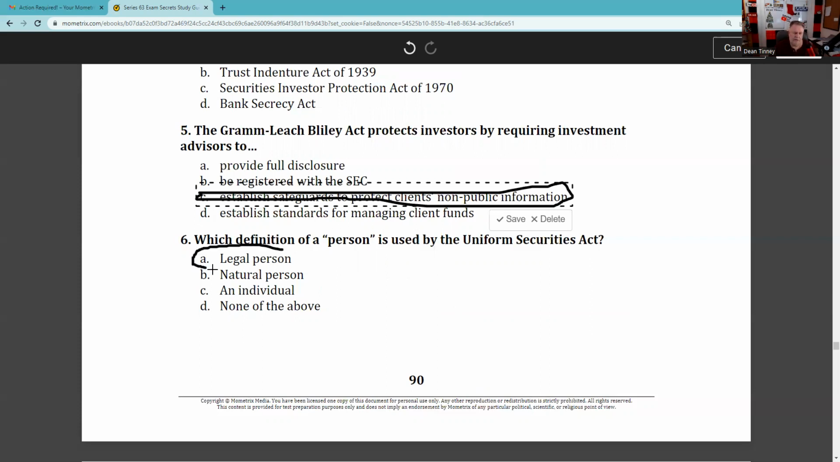The Uniform Securities Act is actually a legal test. And in law, not only the Uniform Securities Act, minors can't be held accountable. Persons now deceased can't be held accountable for their behavior, and people declared mentally incompetent. So I would suggest as a test taker, rather than learning what is a person under the Uniform Securities Act, make sure you know what is not a person under the Uniform Securities Act.